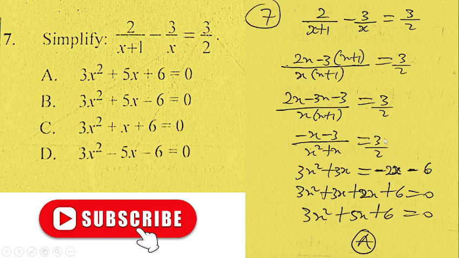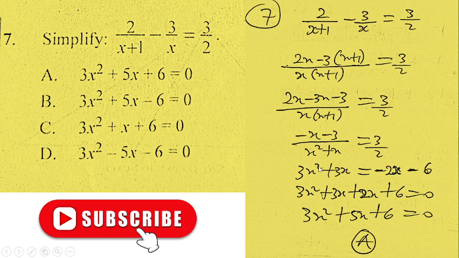From here, we can cross multiply. That is 3 will multiply the denominator here, and this 2 will multiply the numerator here. So if 3 multiply this, that means you have 3x squared plus 3x. Then 2 multiply minus x minus 3, and that will give us minus 2x minus 6.